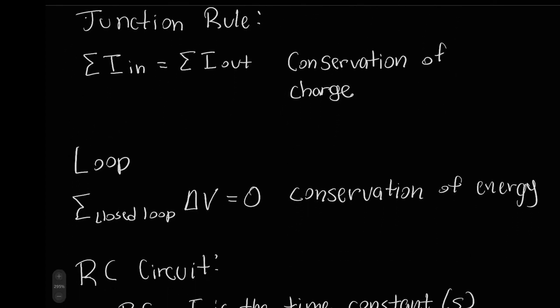Now, the loop rule is a conservation of energy, and it states that the electrical potential difference going around a closed loop must equal zero.